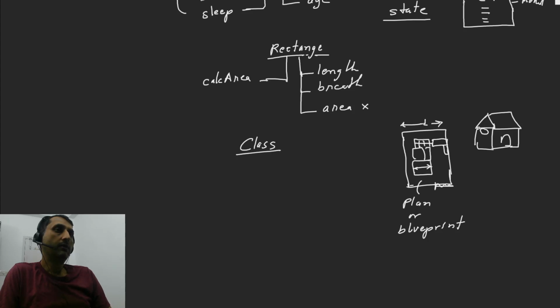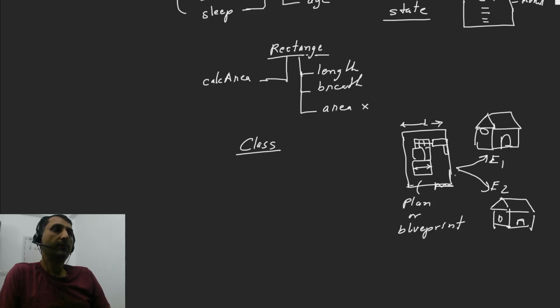Once you have this plan, if you give it to the civil engineer or contractor, he can build the exact house as per this plan. If you give it to another engineer, then he can build a similar house, the same. There won't be any issues. Whoever you give this plan to will build a similar house according to this plan.